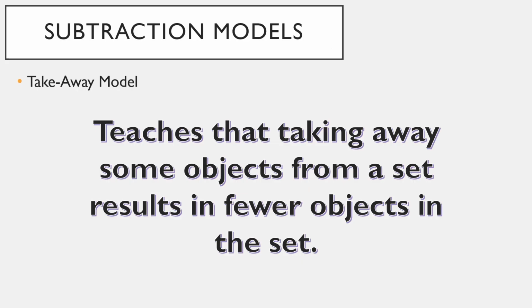The first model is the takeaway model. This is the most simple model. It teaches that taking away some objects from a set will result in fewer objects in the set. This is the most commonly taught model of subtraction, and we'll look at an example.